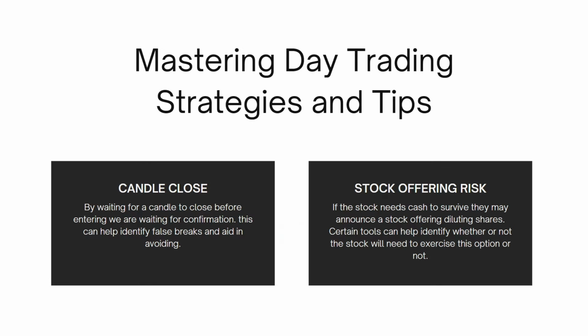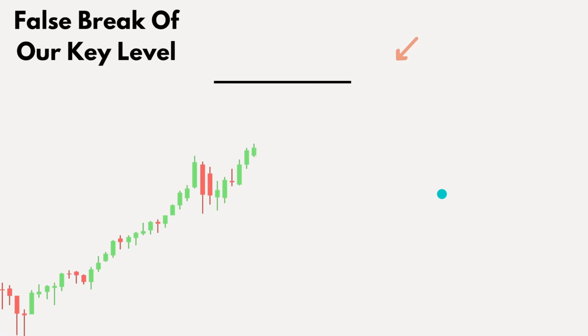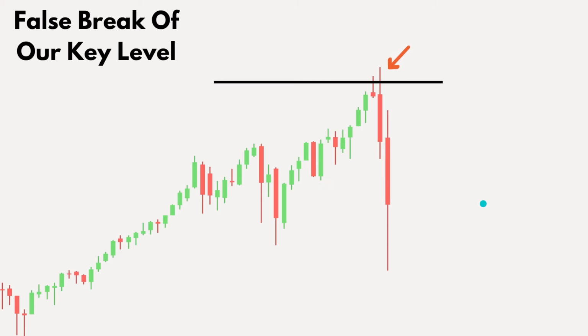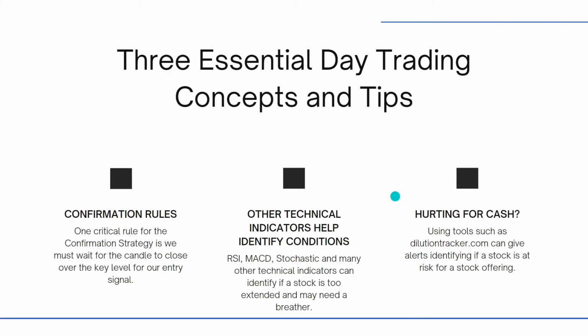The candle close. Here's some tips, guys. By waiting for the candle to close before we're entering, we are waiting for confirmation. And this is my go-to strategy. This will help identify false breaks and aid in avoiding them, right? So if we're waiting for the candle to close over our key level, and it didn't close over, very similar to this example right here, well, we didn't take the trade. We're looking for this close over for our entry. So we avoided a false break, and I can't tell you how many false breaks we avoid each day.